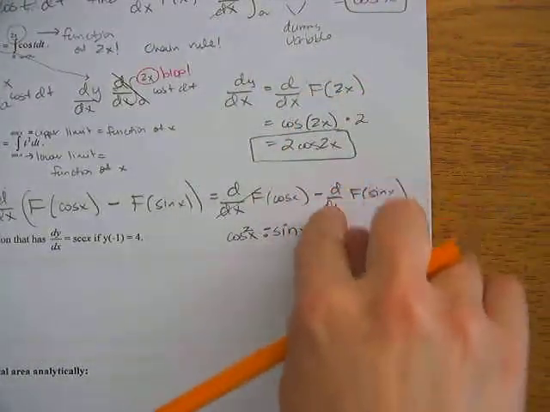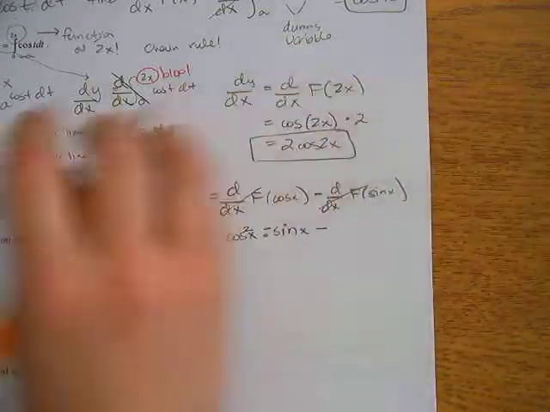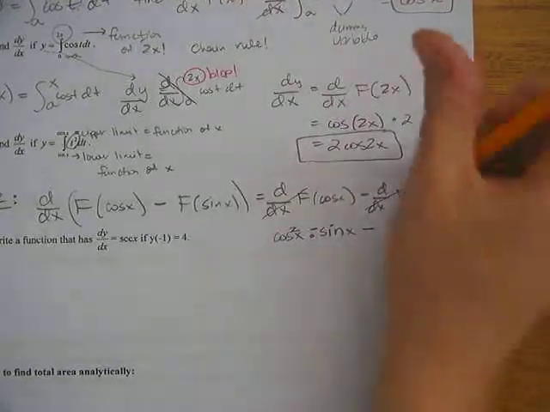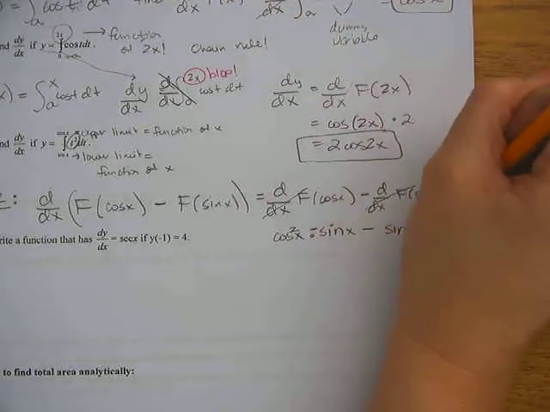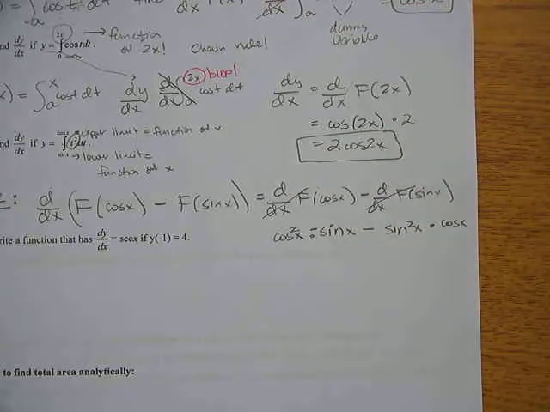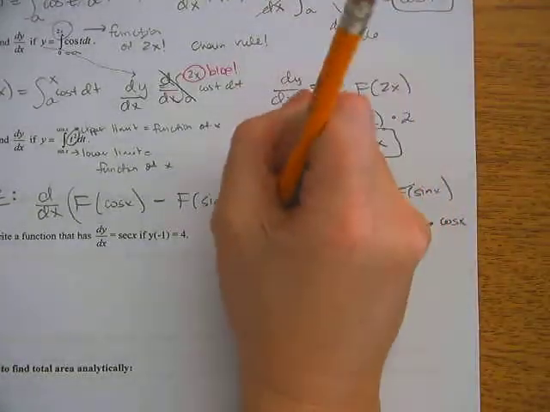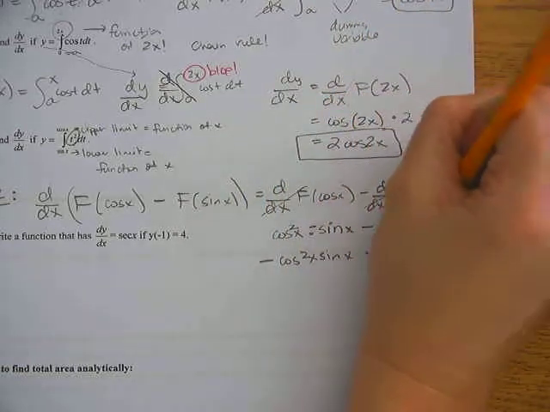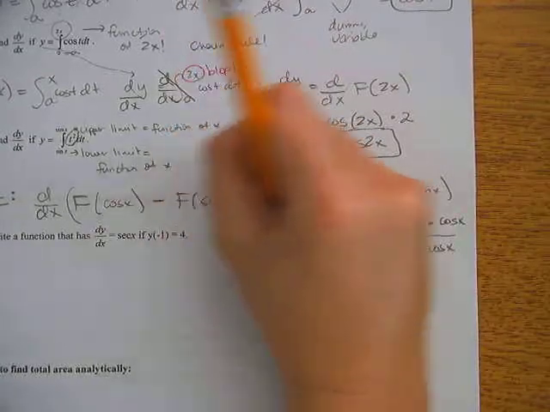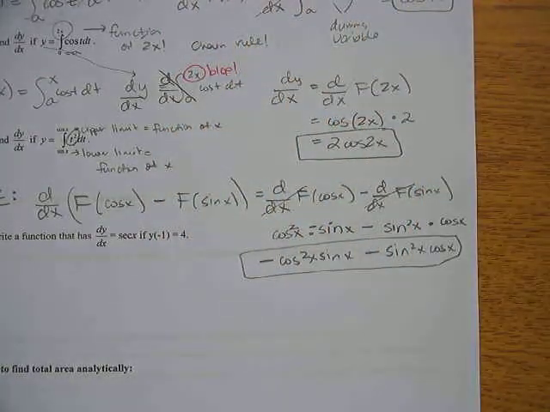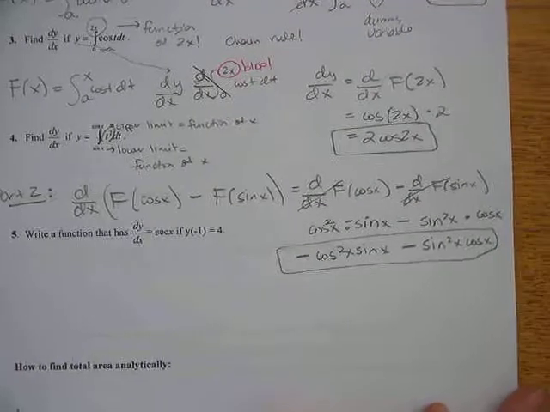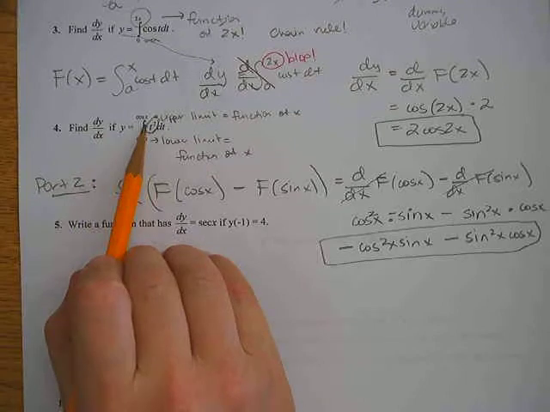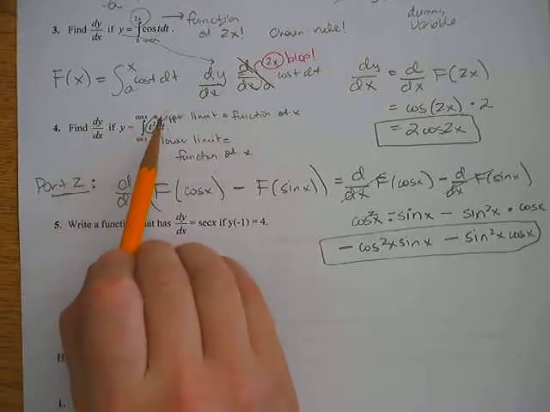So I end up with cosine squared x times the derivative of the inside, which is negative sine of x, minus, so the derivative and the antiderivative cancel each other out, and you're left with the function that was inside the integral, evaluated at sine. So I get sine squared x, and then I multiply that by cosine x. After some simplifying, I get negative cosine squared x sine x minus sine squared x cosine x, and that would be the final answer.